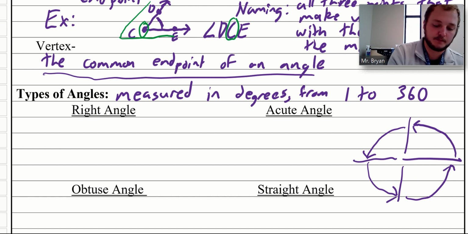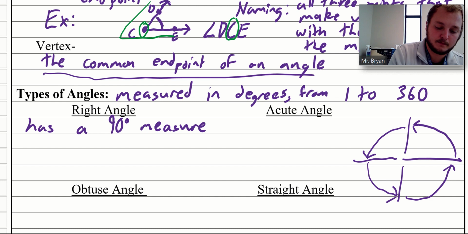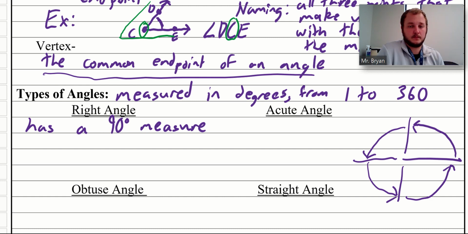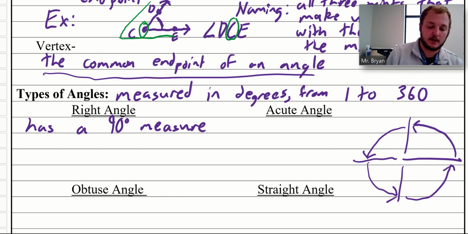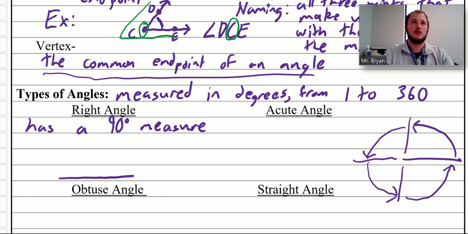Okay, so a right angle, I'll have you write this down. A right angle has a 90-degree measure. Okay, and with all these examples, we'll draw a picture with it as well so we can visualize this. With a right angle, we'll always start with a flat line. And then we want to go 90 degrees, so that's about a quarter or a fourth of that whole circle. So it's going to look like this. It's going to have one line flat and then one line straight up and down.